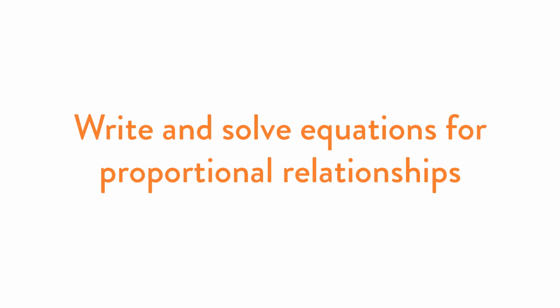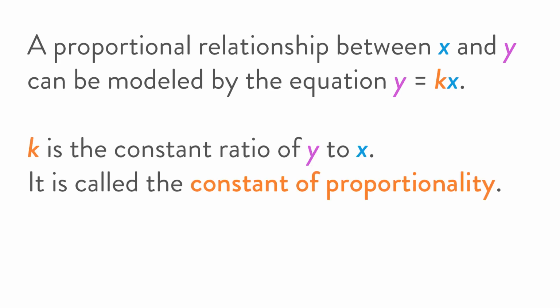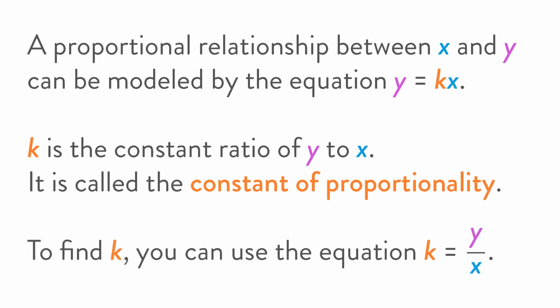For proportional relationships, we can write equations, and we can solve equations, so let's do both. As a reminder, a proportional relationship between x and y can be modeled by the equation y equals kx. In this equation, k is the constant ratio of y to x. It is called the constant of proportionality. To find k, you can use the equation k equals y divided by x.